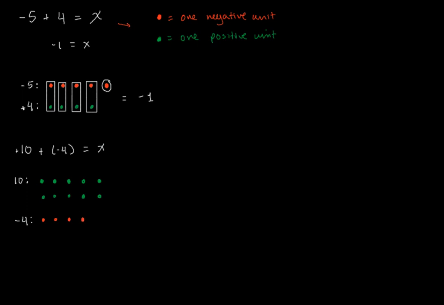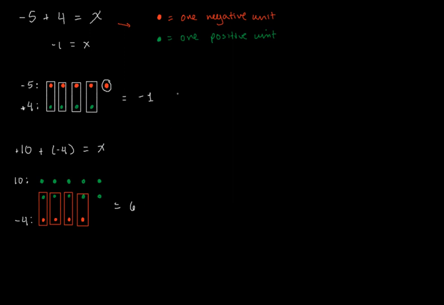And now I'm going to pair off what I have. I'm going to pair off one positive number and one negative number. So I'm going to pair off an orange and a green dot 4 times because there are 4 orange dots. And what I'm left over with are 1, 2, 3, 4, 5, 6 positive dots. So I know that 10 plus negative 4 is equal to positive 6.